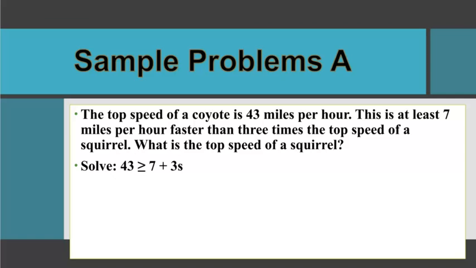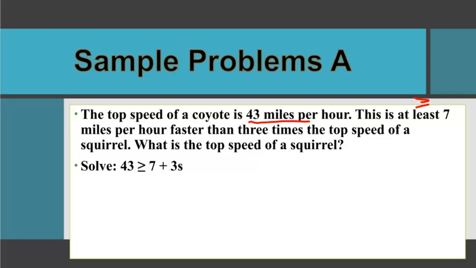So our first example. The top speed of a coyote is 43 miles per hour. This is at least 7 miles per hour faster than 3 times the top speed of a squirrel. What is the top speed of a squirrel? So it says solve 43 is greater than or equal to 7 plus 3s. Now how did they get that? The 43 miles per hour is the top speed of the coyote. They're saying this is at least, and at least means greater than or equal to 7 miles per hour faster, so that's plus 3 times the top speed of a squirrel, so that's where your 3s would be.